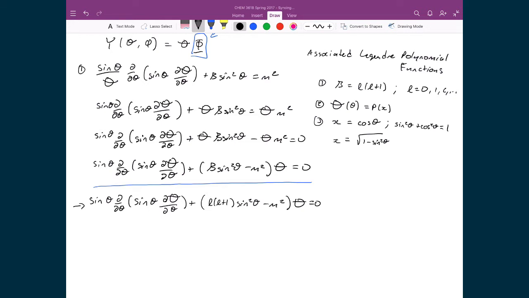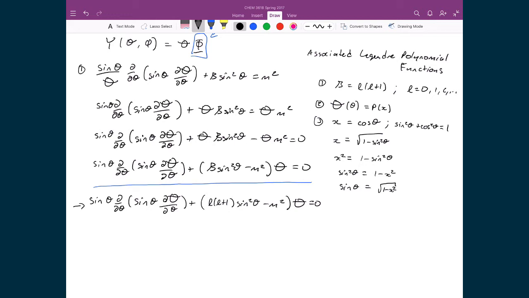And so then if I start rearranging, what I end up getting is if I square both sides, I get x squared is equal to 1 minus sine squared theta. I then move the sine squared theta over to the left-hand side, the x squared over to the right-hand side. So I get sine squared theta is equal to 1 minus x squared. And then finally, if I have a sine theta, then that's equal to the square root of 1 minus x squared.